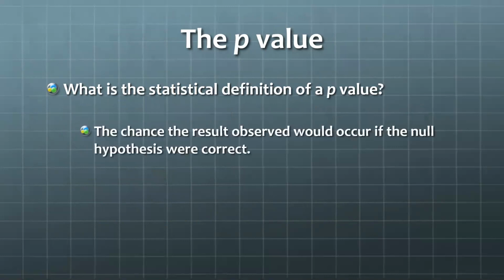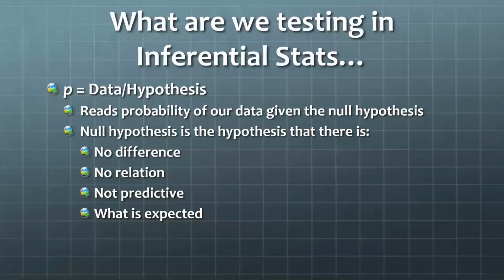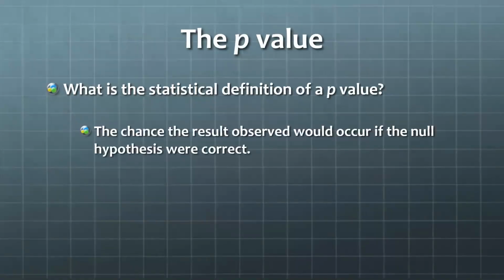Here's the statistical definition of the p-value: the chance that the result observed would occur if the null hypothesis was correct. Remember our previous slide? That has to do with no differences. Those are all the null, meaning no hypothesis, no difference, no relationship, not predictive. So this is the possibility, the chance that the results we see would occur if there was nothing going on, if the null hypothesis were correct.